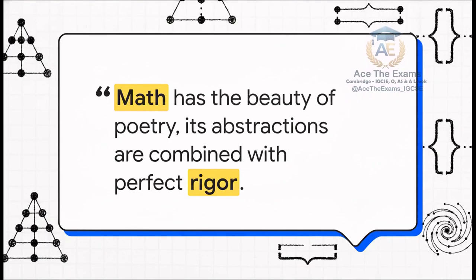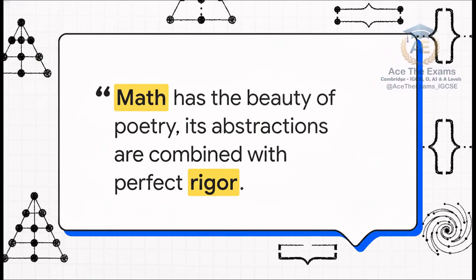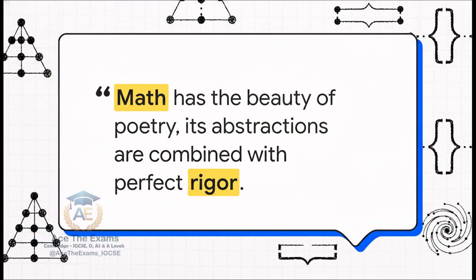I love this quote by Professor Raman Primala. She says, "Math has the beauty of poetry. Its abstractions are combined with perfect rigor." And that hits the nail on the head. When we take a binomial, which is just a two-part expression, like x plus 1, and we raise it to a power, the result isn't just random mathematical noise. It actually unfolds into a beautifully rigorous, perfectly symmetrical pattern.